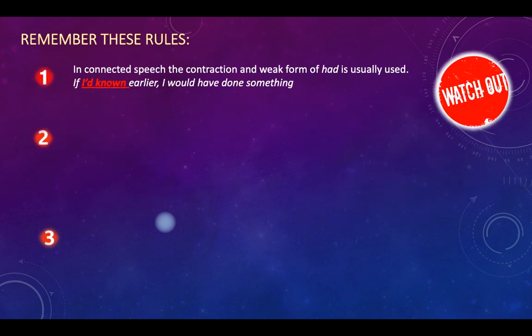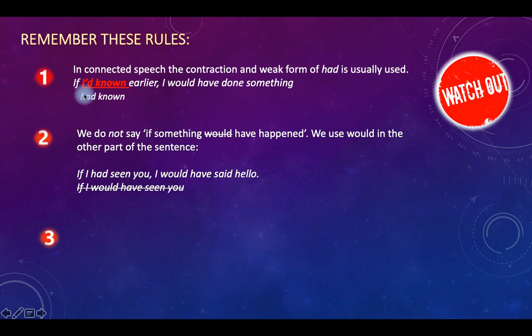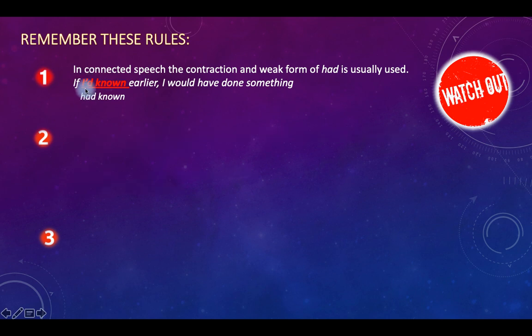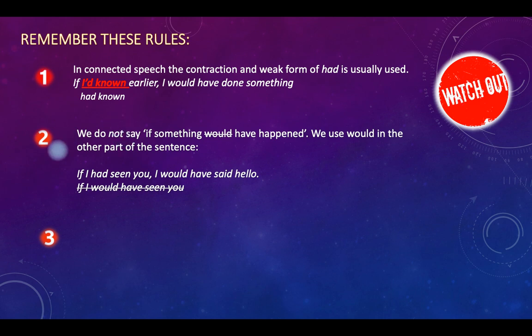Please also remember about contractions. If I'd known earlier, I would have done something. I'd known, I had known, actually. Please remember that we can use had like this, and you can see this kind of contraction in different texts also. Would. We do not use would after if. We do not say if something would have happened. We use would in the second part of the sentence, okay? In the other part of the sentence. If I'd seen you, I would have said hello.